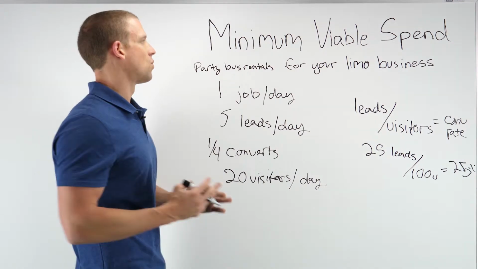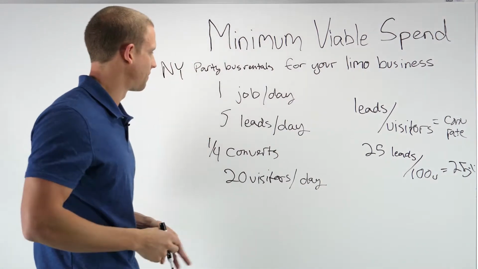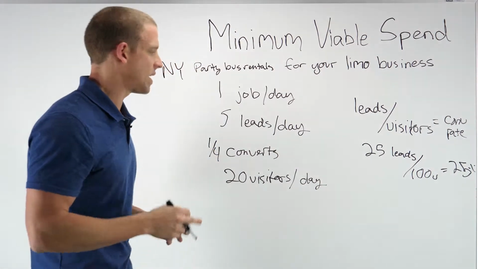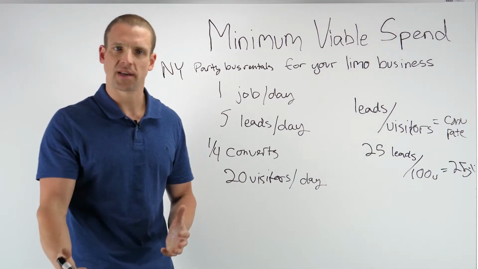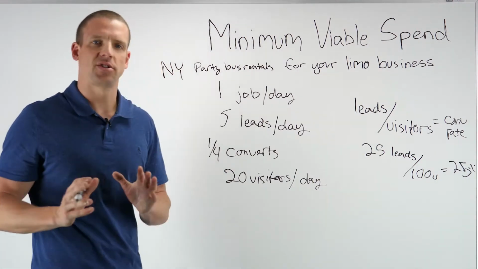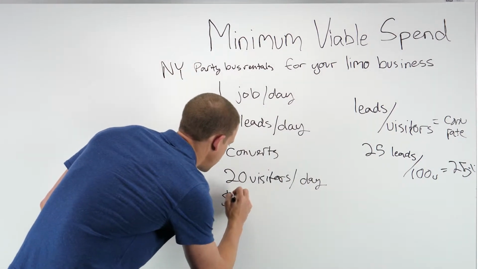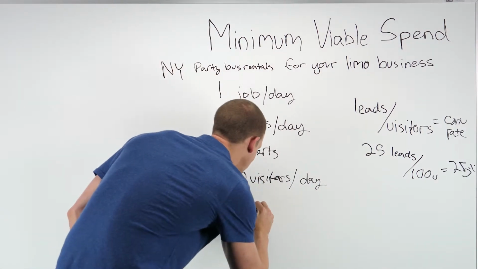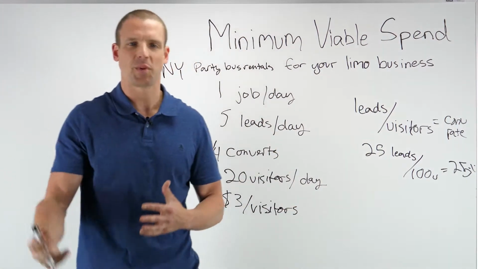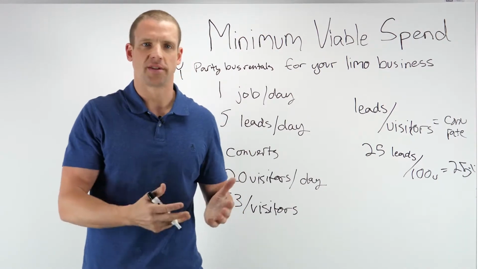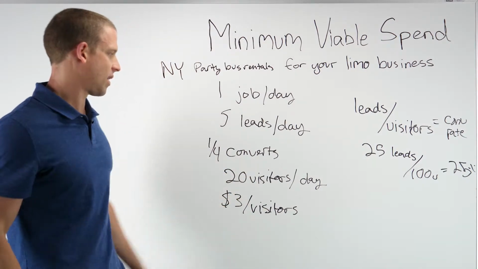And let's just pretend we're a party bus rental company in New York, okay? So we do New York party bus rentals. So definitely not the cheapest market. Based on my experience, you're gonna probably pay around $3 to $4 a click in New York, depending on your positioning. So let's just make it easy. Let's just say it's $3 a click, okay? But actually let's call it $3 a visitor, right? Because again, I think sometimes people forget that clicks are just visitors. Visitors are clicks, okay? So we want 20 visitors a day, and we're paying $3 a visitor.